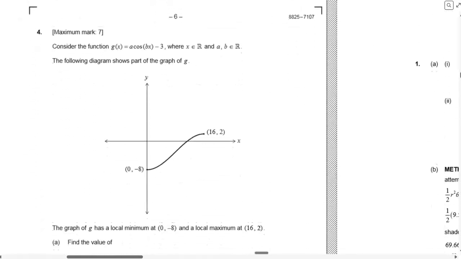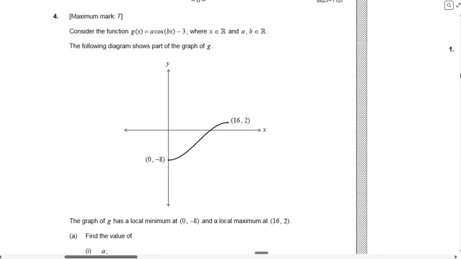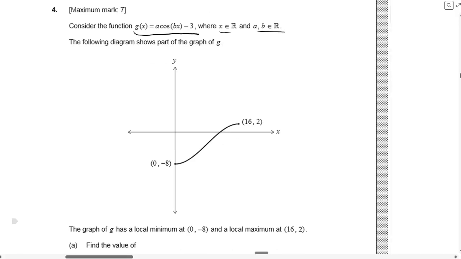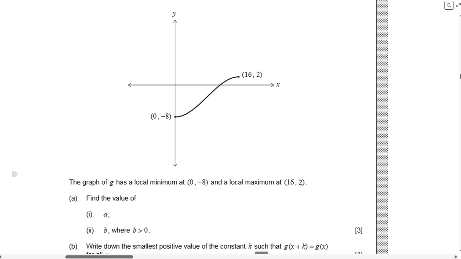Now I'll move on to question 4, and what we have is, consider the function g(x) is equal to a cos bx minus 3, where a and b are elements of all reals. And then the following diagram shows part of the graph G. G has a local minimum at (0, -8), that is here, and a local maximum at (16, 2). Find the value of a and b.